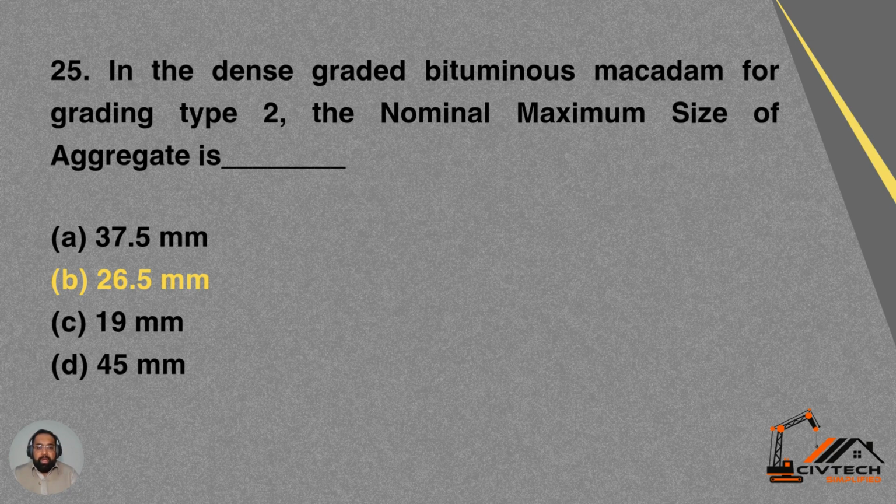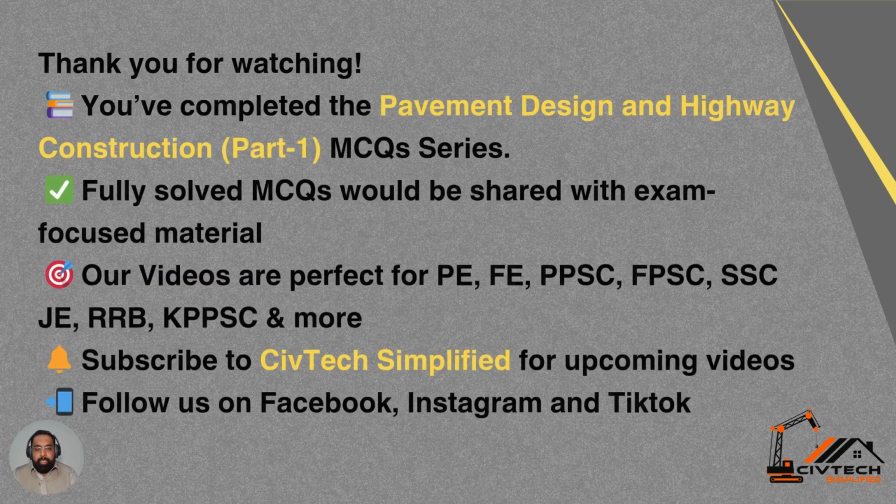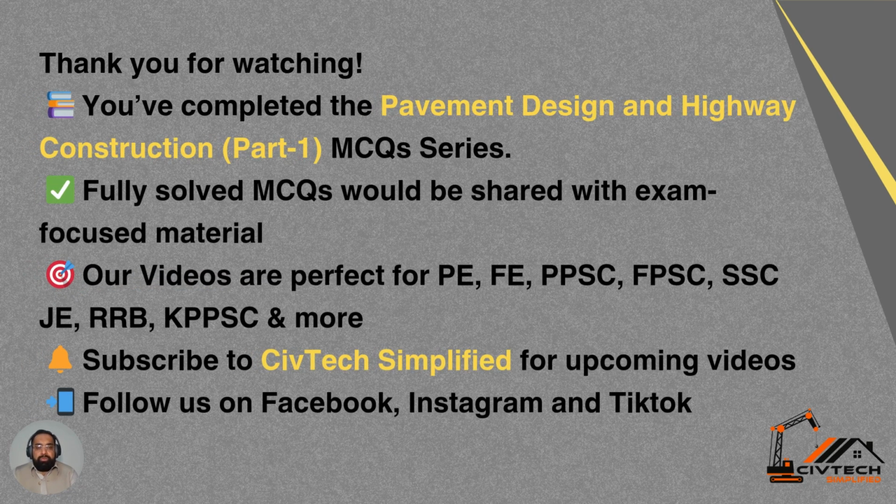Question 25 and the last question for this video. In the dense graded bituminous macadam for grading type 2, the nominal maximum size of aggregate is: option A, 37.5 mm; option B, 26.5 mm; option C, 19 mm; and option D, 45 mm. So B here is the correct answer, 26.5 mm.